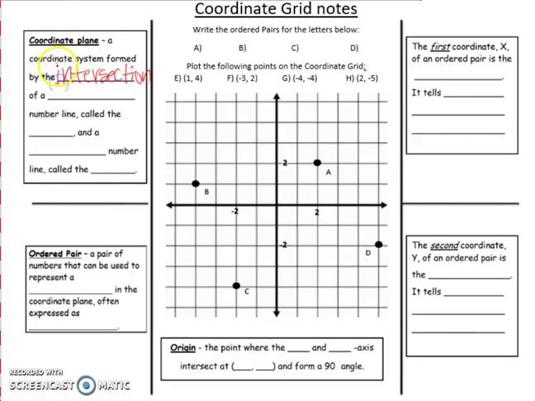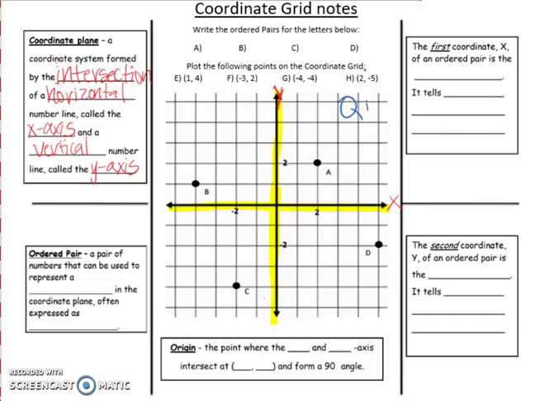a coordinate plane is a coordinate system formed by the intersection of a horizontal number line called the x-axis and a vertical number line called the y-axis. So this would be your x-axis, and this would be your y-axis.